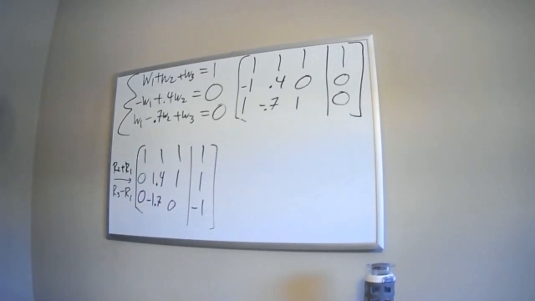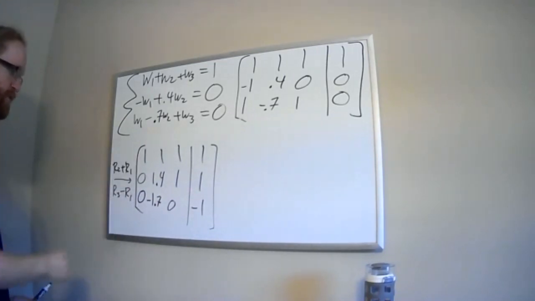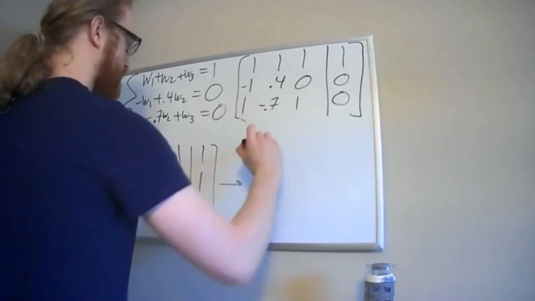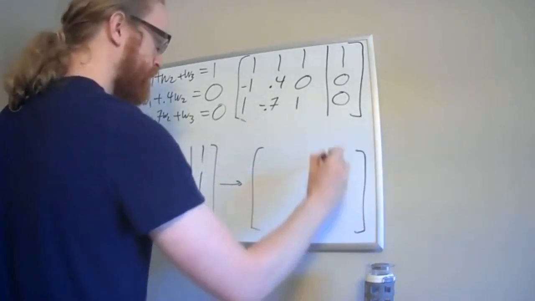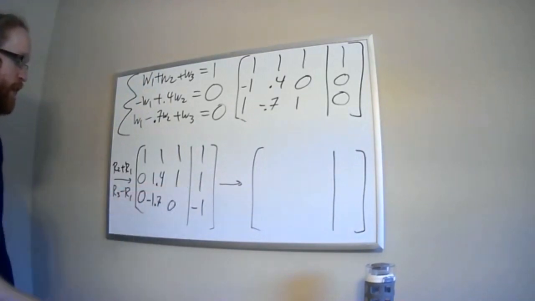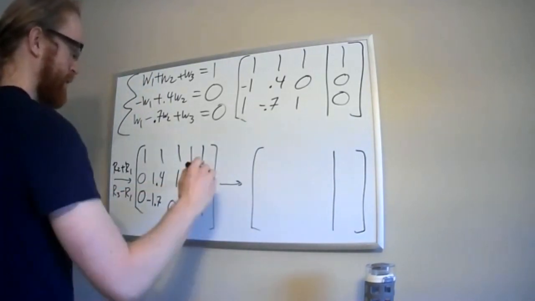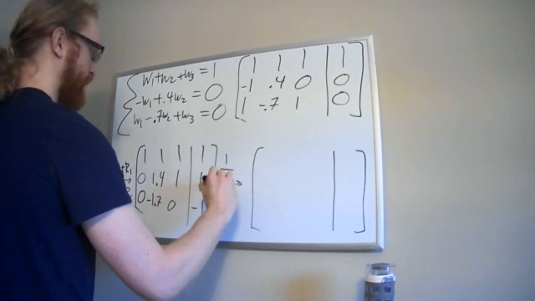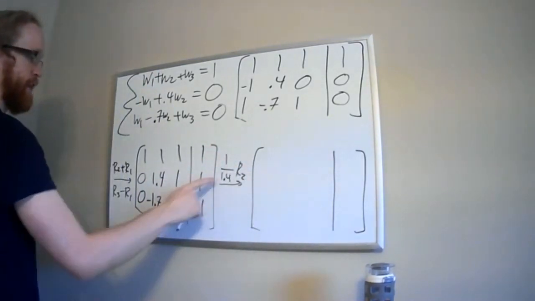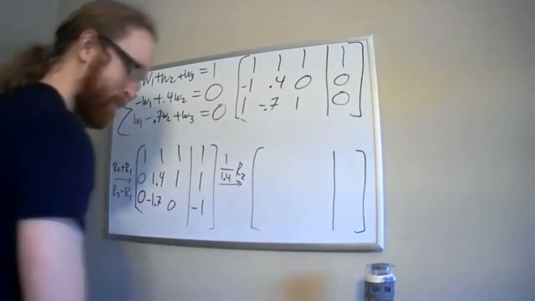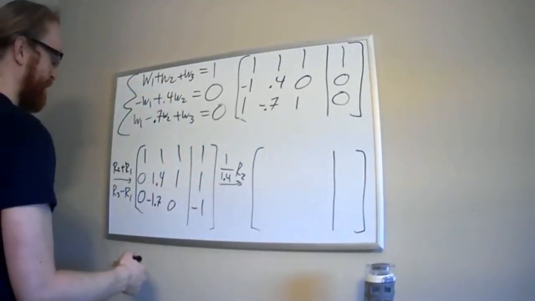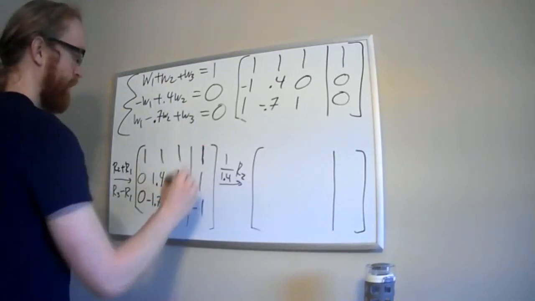Okay, so now the first column is good. I need a 1 where this 1.4 is. So my best move here would be to just divide the second row by 1.4. It never feels good to divide by a decimal, so it's helpful to convert to fractions. If you're doing this out by hand, it's useful to convert to fractions.